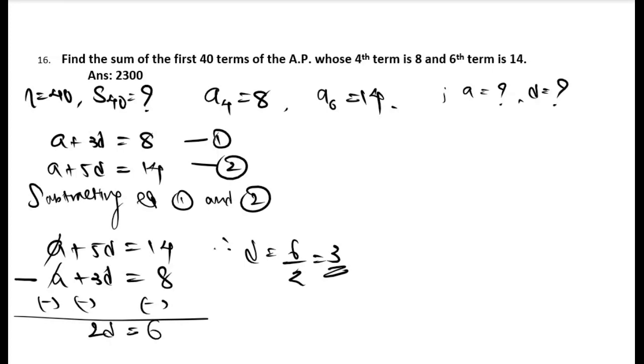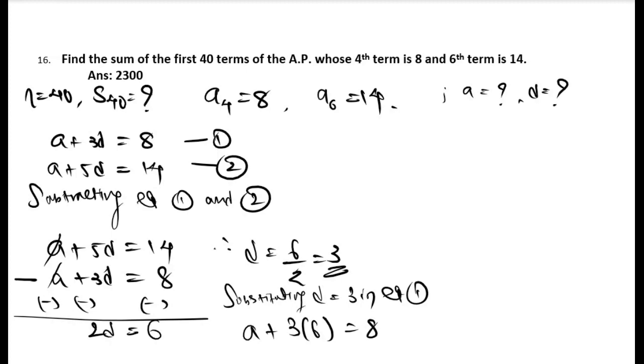We got D. Now we can substitute D is equal to 3 in equation 1. So A plus 3 bracket 6 is equal to 8. So A plus 18 is equal to 8. Therefore A is equal to 8 minus 18, which is minus 10. I got A, that is the first term. Common difference I got, which is 3.